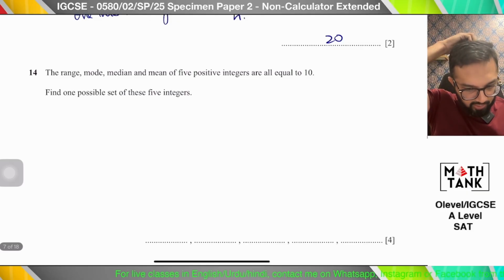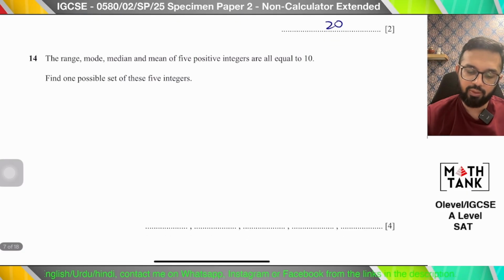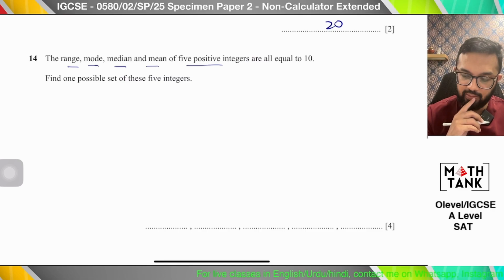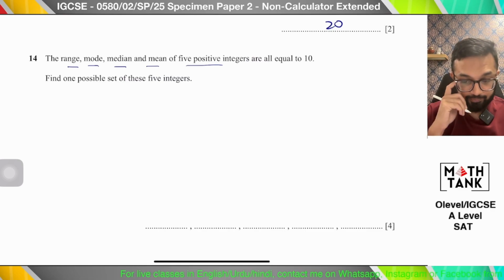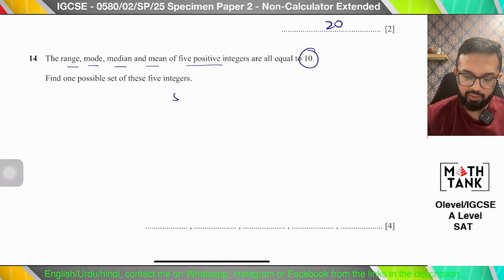Okay, the range, mode, median, and mean of 5 positive integers are all equal to 10. Find one possible set of these 5 integers. Okay, their sum has to be 50. And the median has to be the middle number, so that has to be 10.